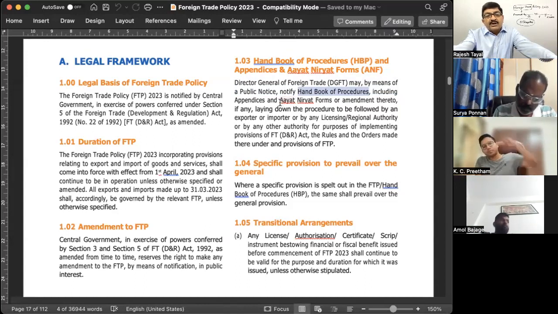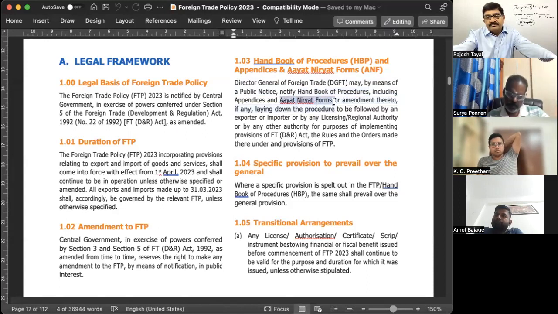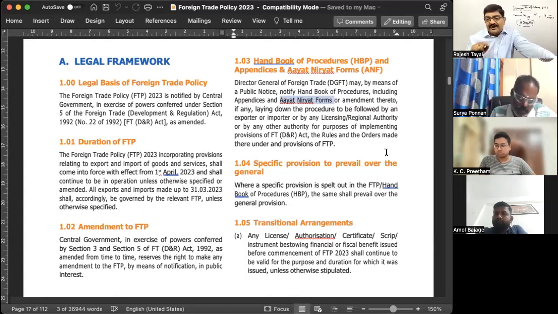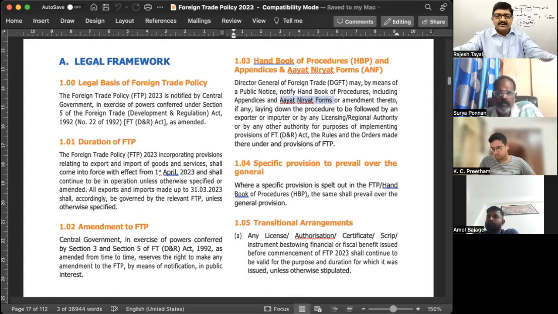Okay, all the forms related to import export, those are called as ANF. Form numbers are referred there in ANF. ANF stands for Ayat Niryat forms. So later on, I'll show you the number of forms in this policy in the handbook of procedures. Those are all ANF. ANF number 1, 2, 3, 4, 5, 6, 7, 8. What is ANF? ANF is this one, Ayat Niryat forms. Okay.